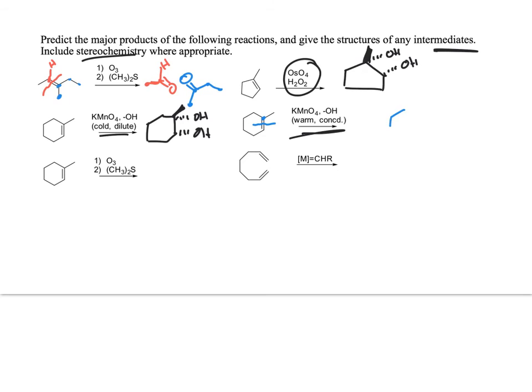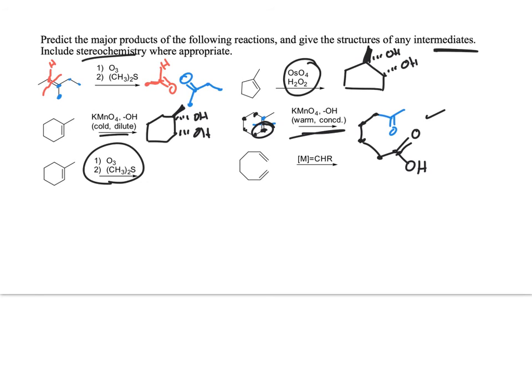Now when these cleave though, so 1, 2, 3, 4, 5, they don't give aldehydes like ozonolysis. That will go to a carboxylic acid. So you can count 1, 2, 3, 4, 5, 6, 7. 1, 2, 3, 4, 5, 6, 7.